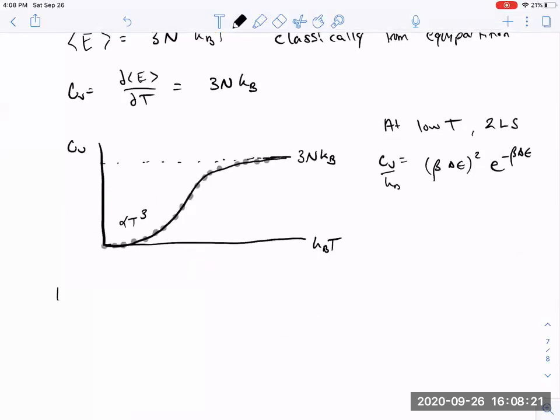So for the whole solid, which is what's being measured, the total heat capacity is going to be a sum over all of those modes. Or if those modes are continuous, we're going to approximate that as an integral. So we're going to integrate over all of the different alpha modes times each one's contribution to the heat capacity. So the gap is h bar omega.